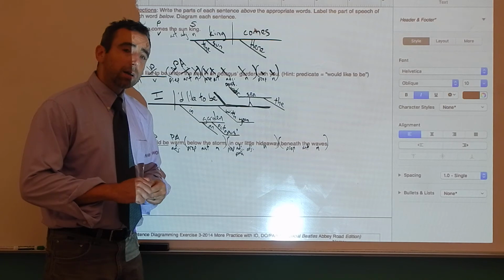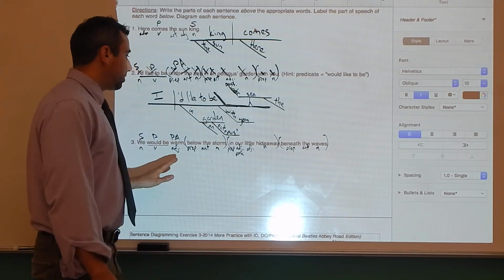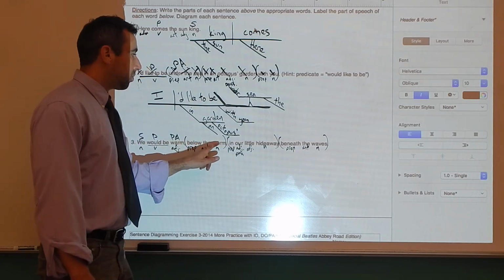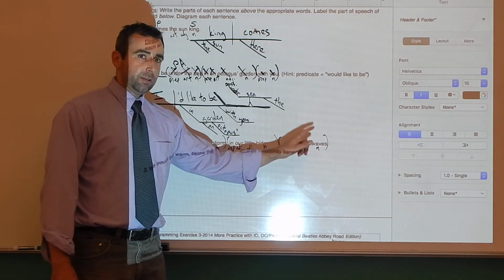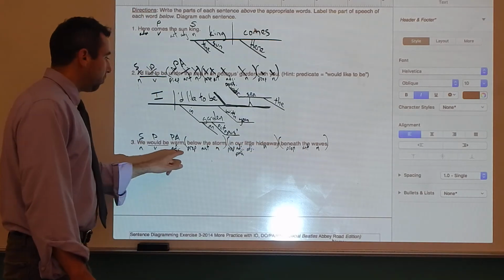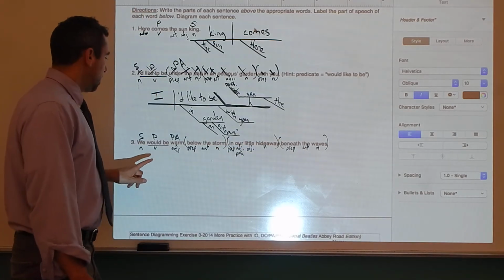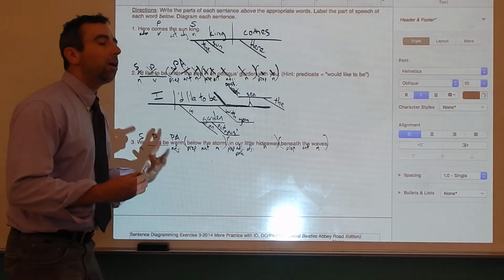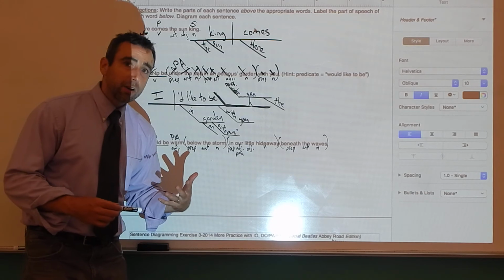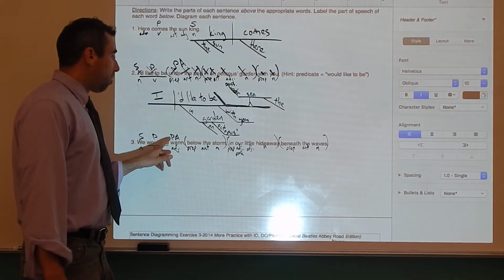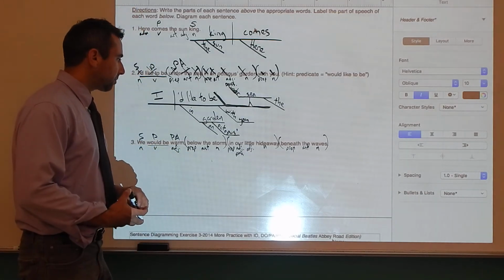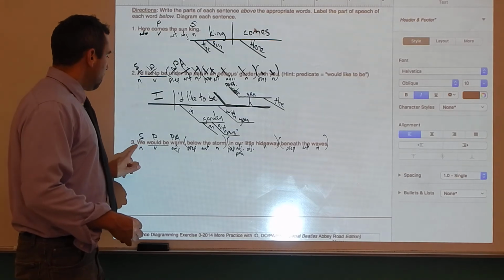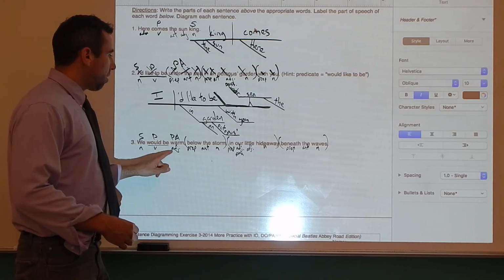Okay, game face is on, because we're going to go kind of fast here. These are the prepositional phrases: below the storm, in our little hideaway, and beneath the waves. That just leaves "we would be warm" at the beginning of the sentence. We is the subject. Would be is the predicate. I hope you could tell at this point that those two words go together as a single predicate. And warm is the predicate adjective. We is a noun, would be is a verb, warm is an adjective.